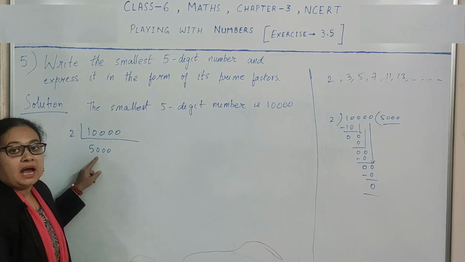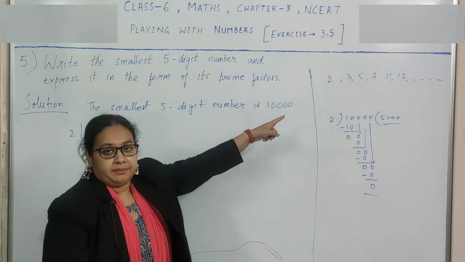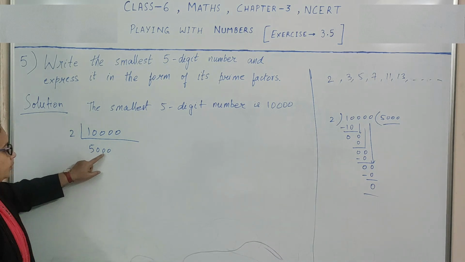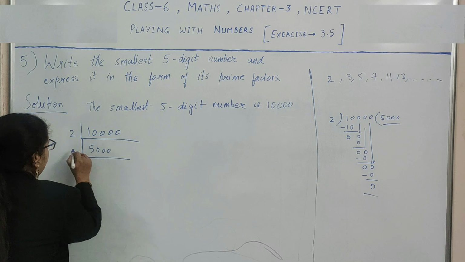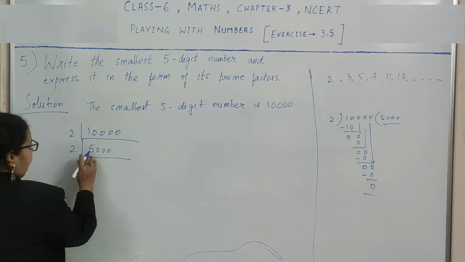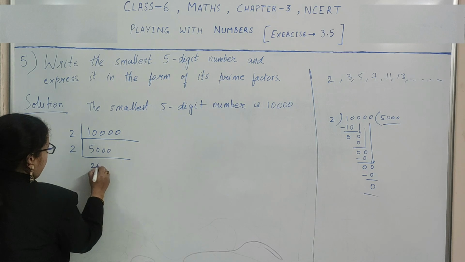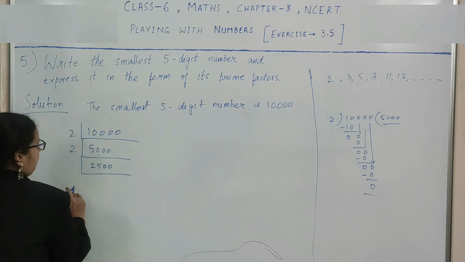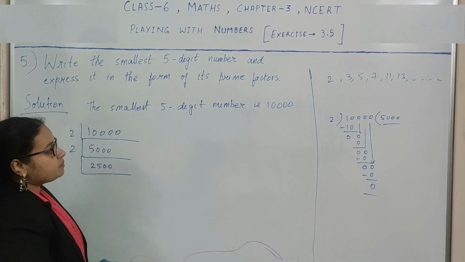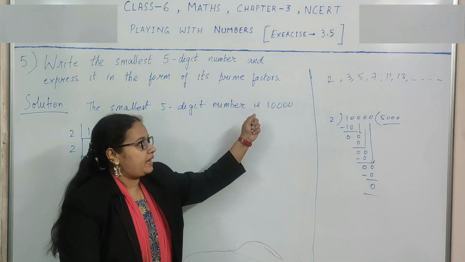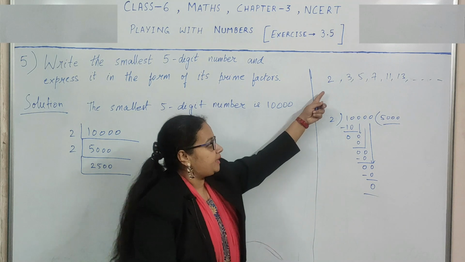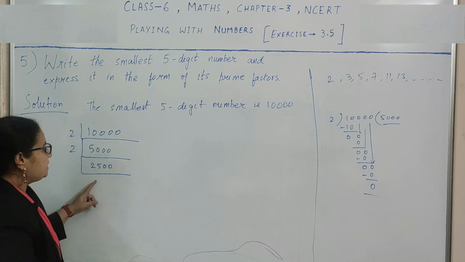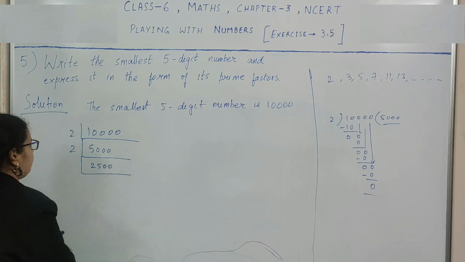Now we have to divide this number again by the lowest prime numbers. Is it divisible by 2? Yes. If we divide this number by 2, we get the remainder 0. And we write the quotient here. So if we divide this number by 2, the quotient will be this one. You can divide and check. Now again we have to divide this number by the smallest prime number. Is it divisible by 2? Yes, this number is divisible by 2, because if we divide it by 2, we get the remainder 0. It means it is exactly divided by 2. So we will divide it.